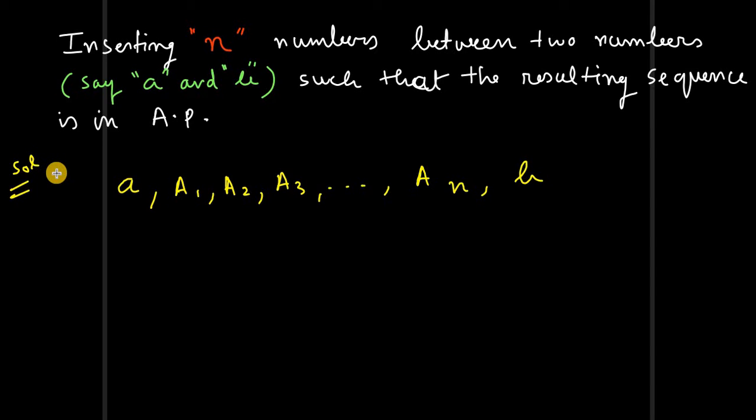So that's the setup. Now one very important point to be noted here is that small a is the first element and B is the last element. So in this sequence, we have n plus 2 elements in total, because A1 to AN gives us n number of elements, and then A as well as B. So in total we have n plus 2 elements.